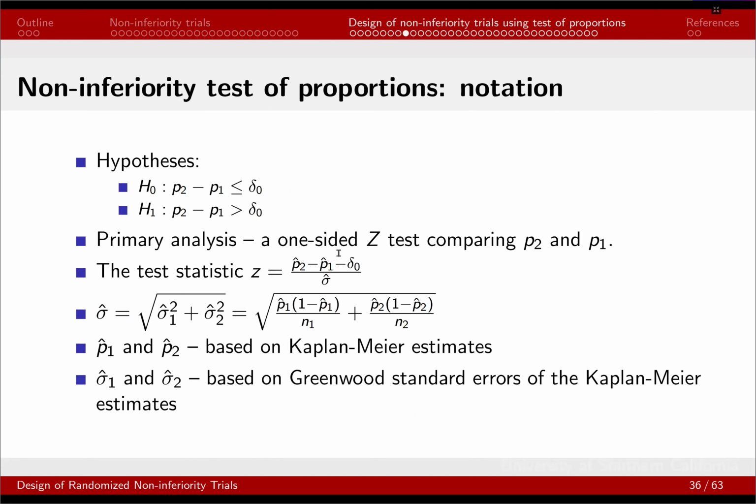The primary analysis will be based on a one-sided z-test. This is the test statistic and the variance. Because we have time to event data, we propose that P1, P2 can be estimated based on Kaplan-Meier methods. Also, the variances can be based on Greenwood standard errors.